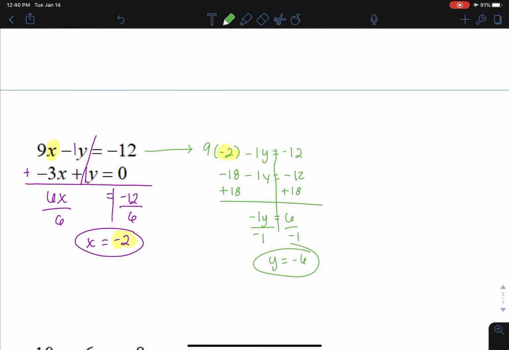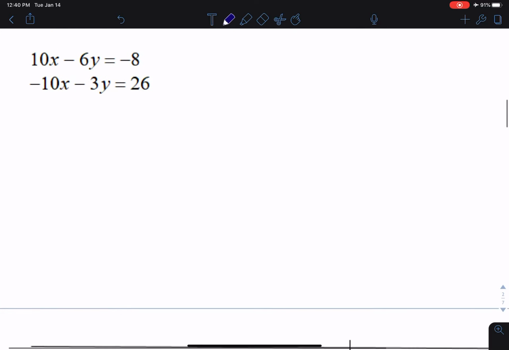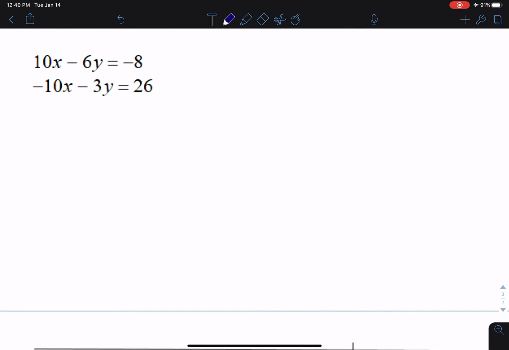So my answer, the solution to my question, is the ordered pair, negative 2, negative 6. So if I graphed those two equations, that's the point they would touch at. All right, pause the video, try this one.